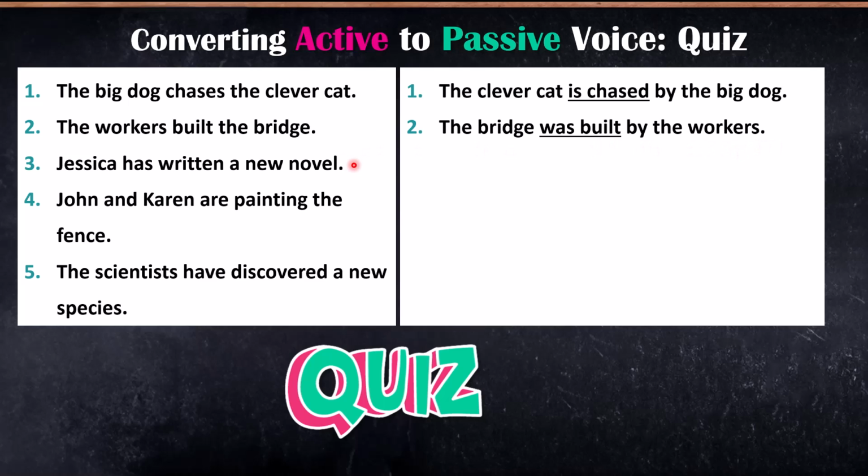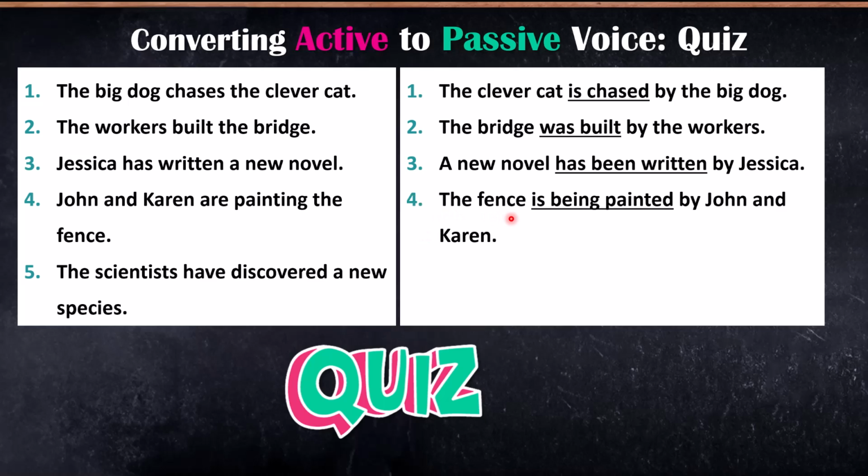Number 3 is in the present perfect. So the conversion, a new novel has been written by Jessica. Number 4 is in the present continuous. So the conversion, the fence is being painted by John and Karen. Remember to be careful of subject-verb agreement. Fence is singular, so we write is being painted.